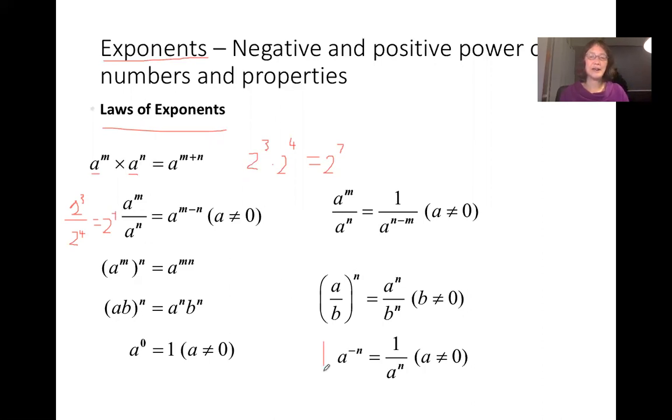And here we have a number raised to a negative number. So for example, 2 raised to negative 1 equals 1 over 2 raised to positive 1, which equals 1/2. And over here we have 2 raised to power negative 1. Using this law, we get this result is 1/2.